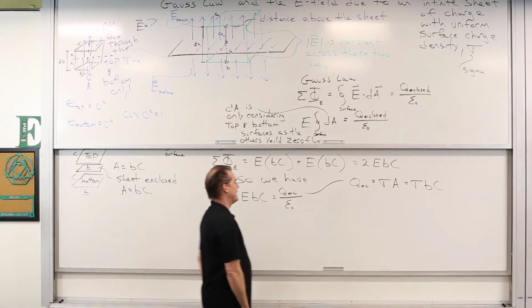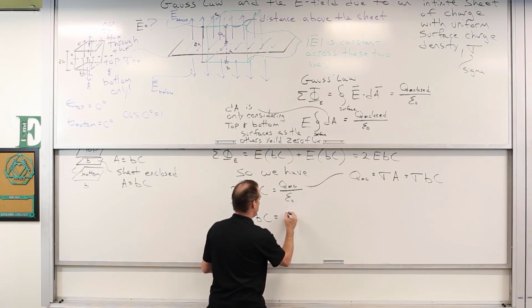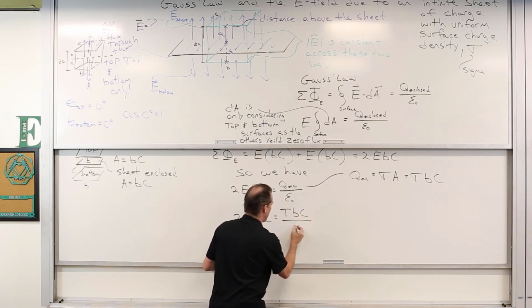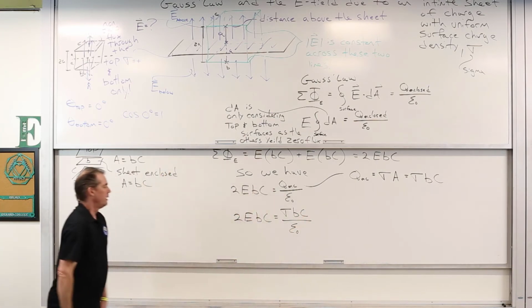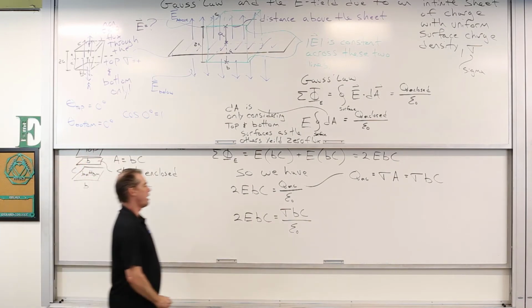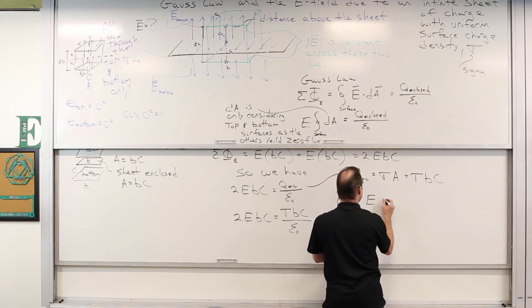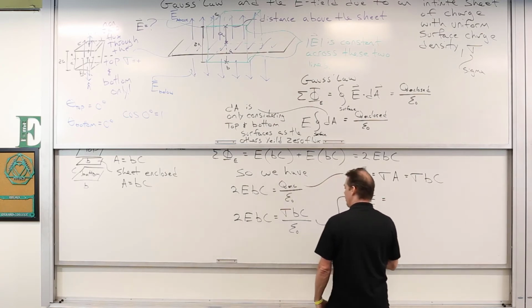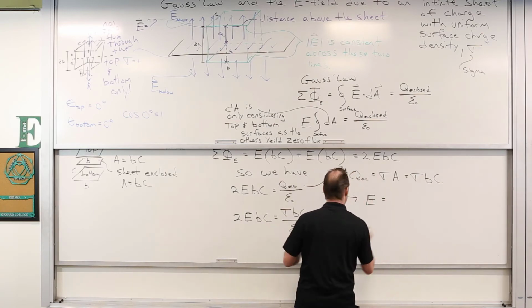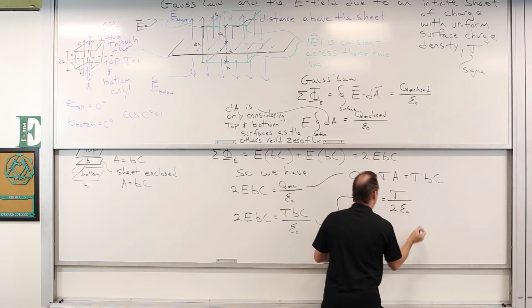So what do we get out of this? Well, now we've got ourselves that 2EBC is equal to sigma BC divided by epsilon 0. And what do we get? BC cancels out. Boom, let's solve this out for E, and we get that the magnitude of the electric field at distance A away from the sheet for the infinite sheet of charge with uniform charge density sigma is going to be equal to sigma divided by 2 epsilon 0.